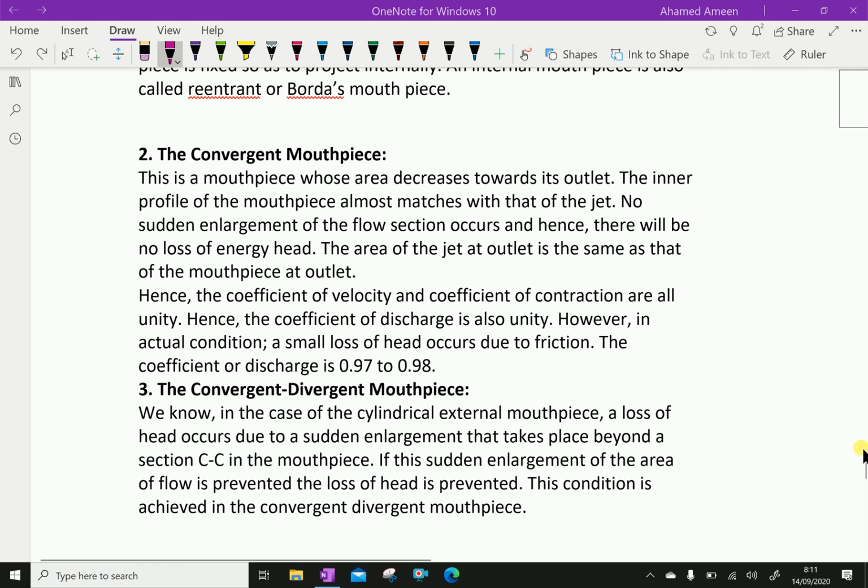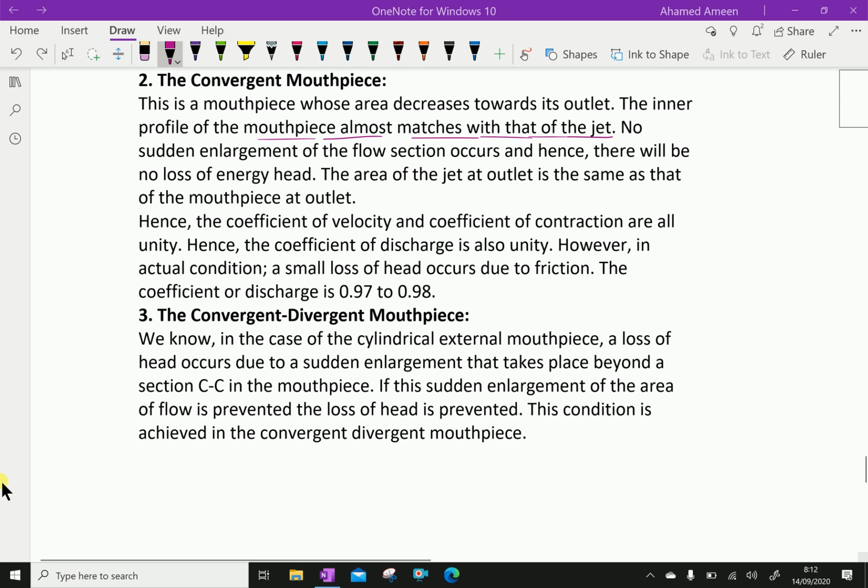Next, convergent mouthpiece. This is a mouthpiece whose area decreases towards its outlet. The inner profile of the mouthpiece almost matches with that of the jet. No sudden enlargement of the flow section occurs, and hence there will be no loss of energy head. Hence, the coefficient of velocity and coefficient of contraction are unity, so the coefficient of discharge is also unity.